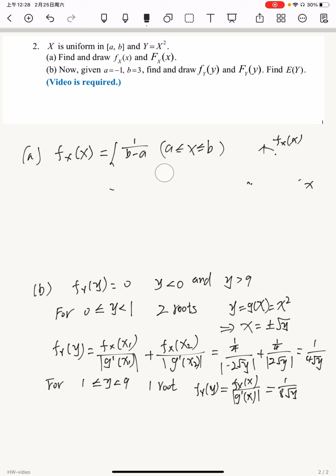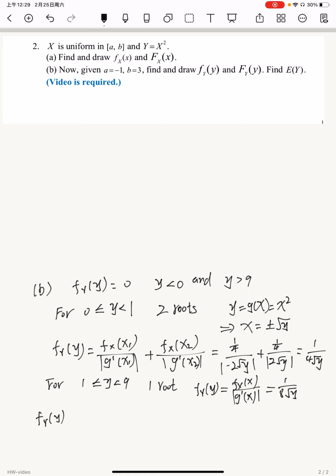From the outcome, we can write f_Y equals 1 divided by 4 root y when y is from 0 to 1, and 1 divided by 8 root y when y is from 1 to 9, and it is 0 otherwise.